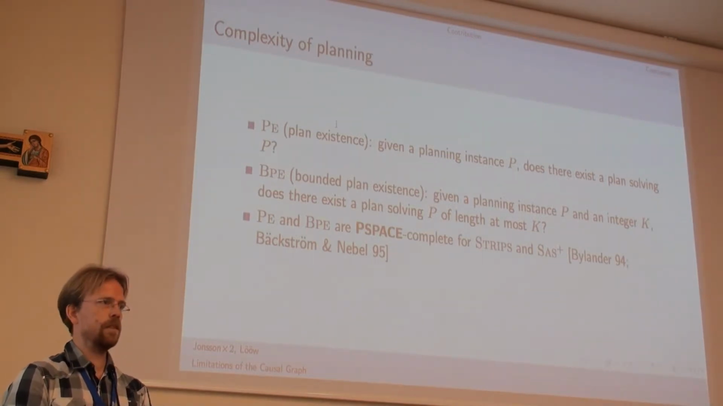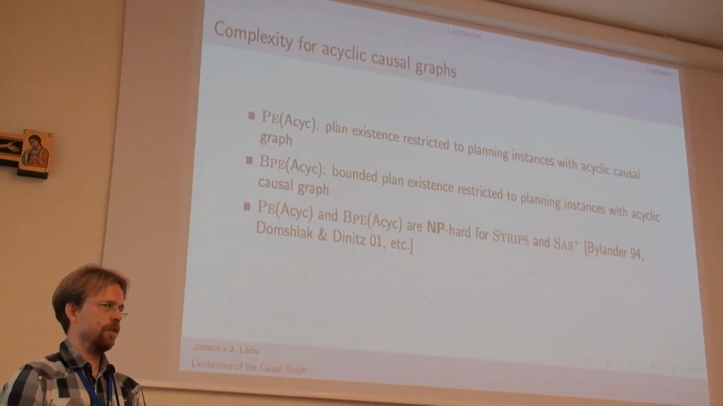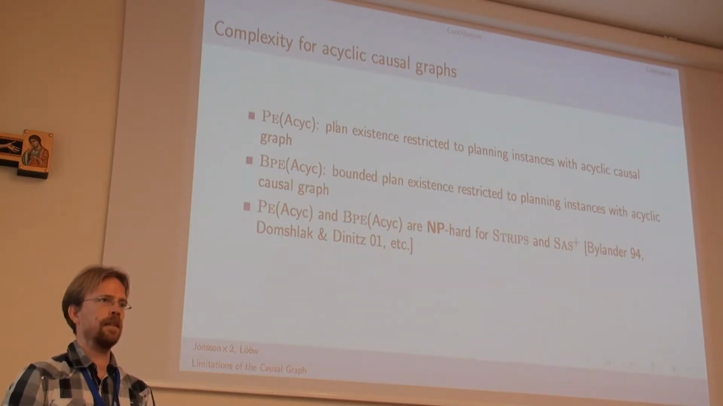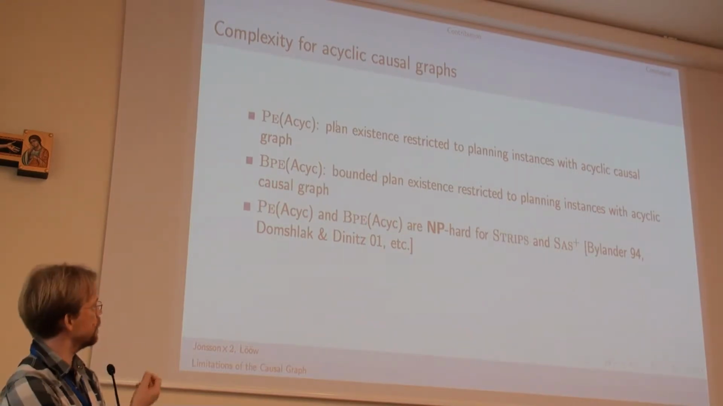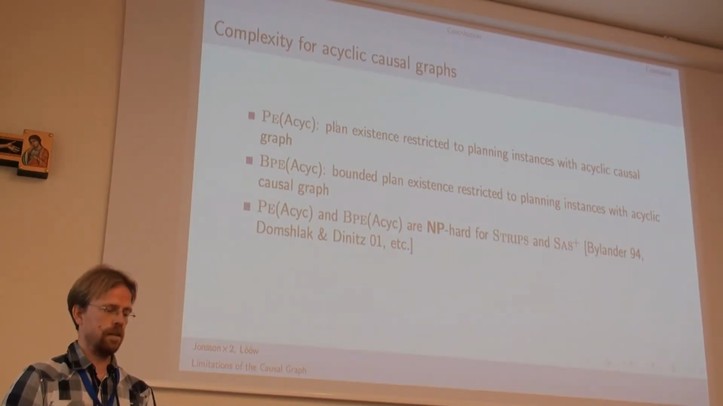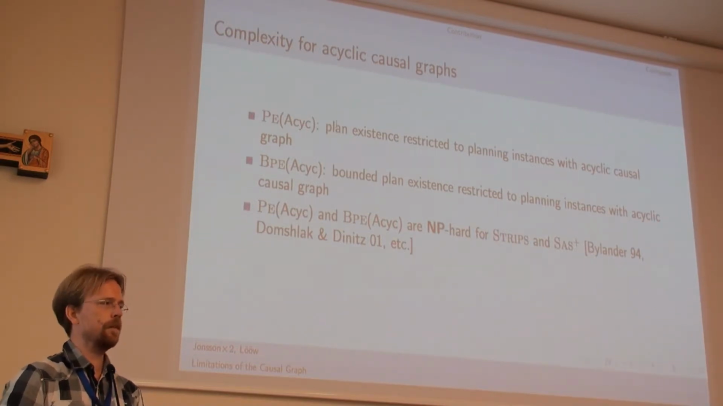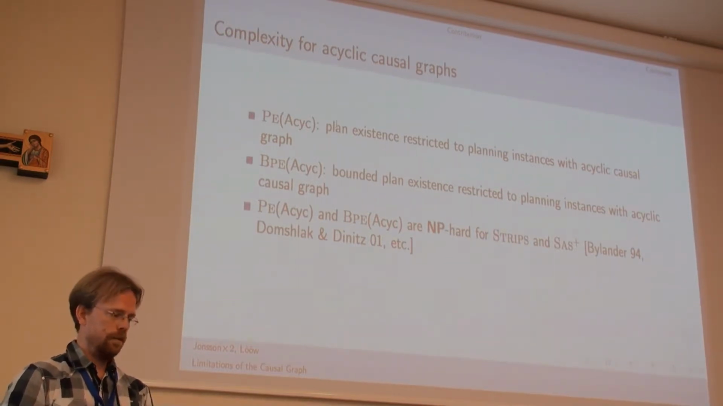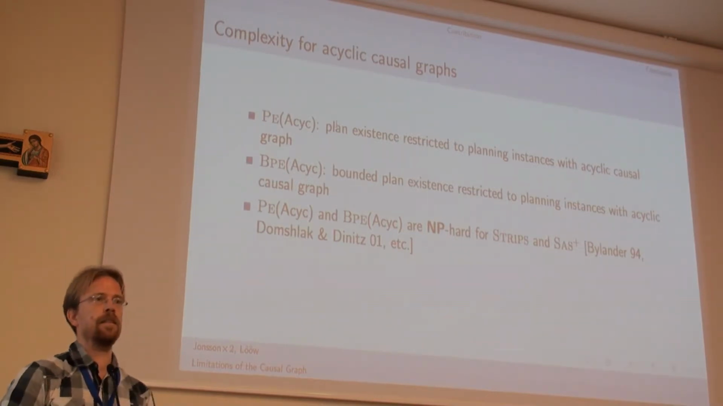And now you define these problems for planning problems with an acyclic causal graph. So we define plan existence with a sigma within parentheses, which now represents plan existence when the planning instance is restricted to have an acyclic causal graph. And the same for bounded plan existence. Well, what's known about the complexity of these problems? In fact, many researchers in the literature, for different kinds of restrictions on planning problems, have shown that these two problems are NP-hard.